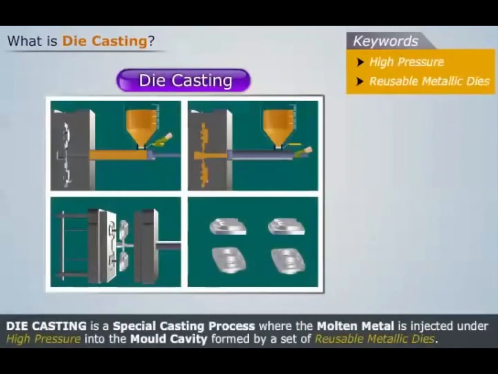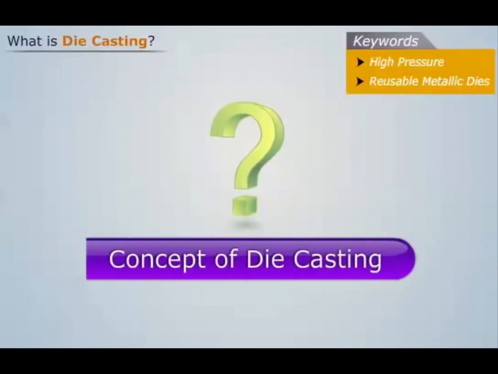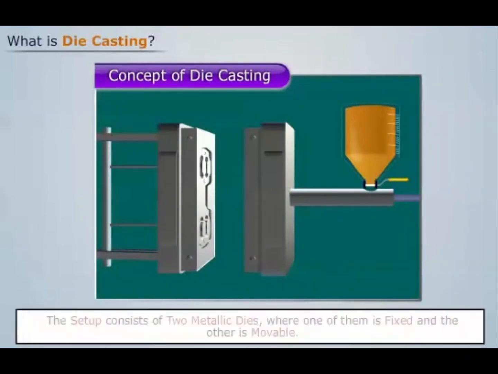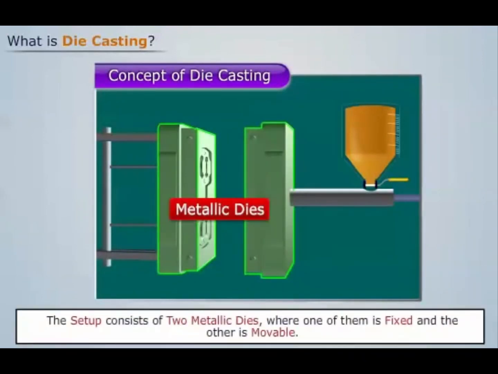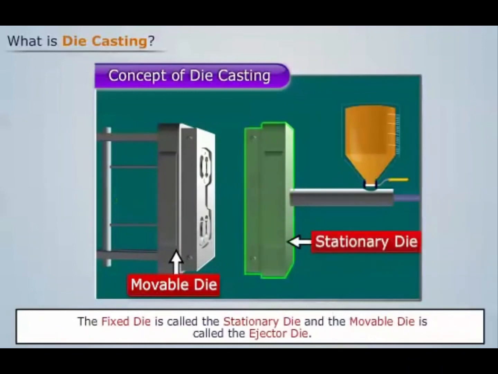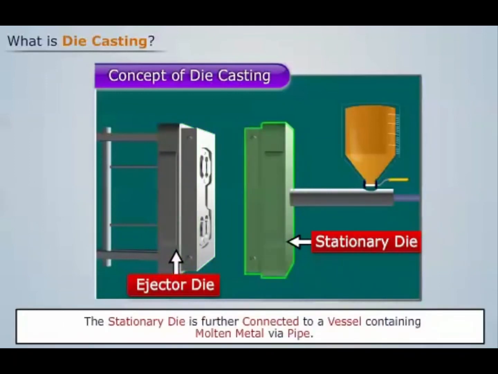Die casting is a special casting process where the molten metal is injected under high pressure into the mold cavity formed by a set of reusable metallic dies. To understand how die casting is performed, consider the setup as shown. As we can see, the setup consists of two metallic dies, where one of them is fixed and the other is movable. The fixed die is called the stationary die, and the movable die is called the ejector die. The stationary die is further connected to a vessel via a pipe.